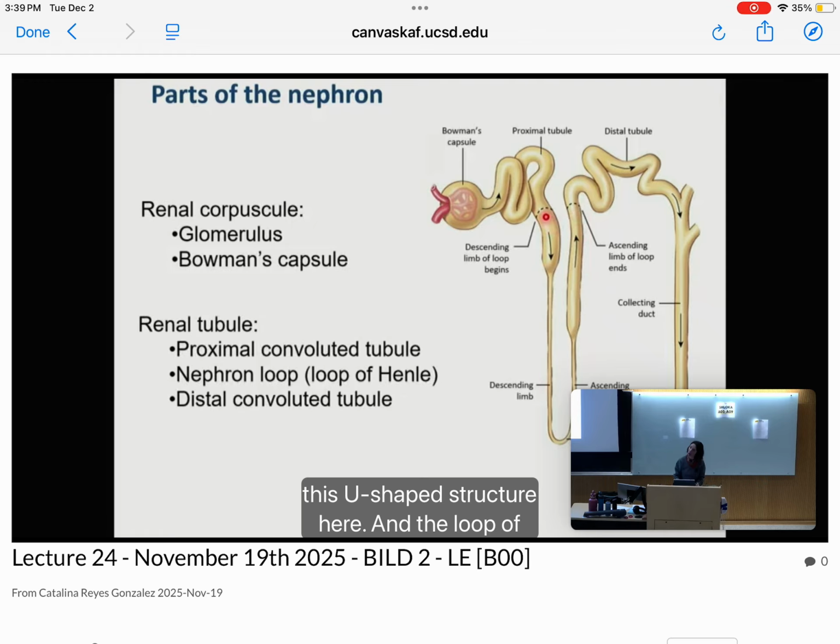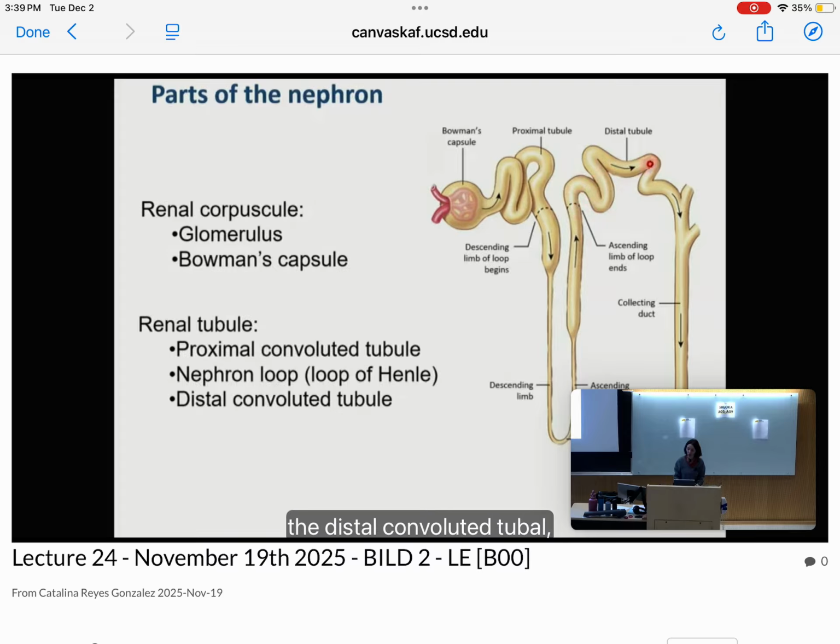And the loop of Henle is divided in 3 segments. We have the descending limb of the loop of Henle, the thin ascending limb of the loop of Henle, and the thick ascending limb of the loop of Henle. For the purpose of this class, we're just going to call it descending limb of the loop of Henle and ascending limb of the loop of Henle. After the loop of Henle, we have the distal convoluted tubule. And you can just call it distal tubule.